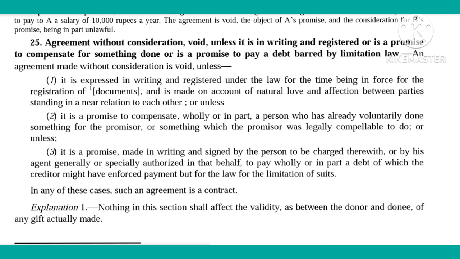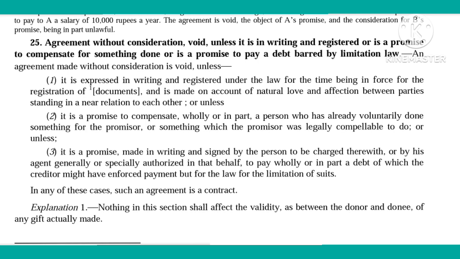Now, coming to section 25 of the Contract Act: Agreement without consideration void unless it is in writing and registered, or is a promise to compensate for something done, or is a promise to pay a debt barred by limitation law. The first part of section 25 directly says that an agreement without consideration is void.